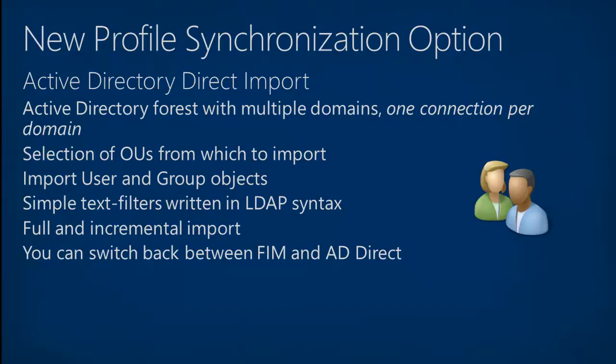The way it's set up is you set it up to a single Active Directory forest, but for every domain in the forest, you set up one connection per domain. You select which OUs you'd like to import from, and you do that using an LDAP filter that you will find strikingly familiar to the 2007 experience. And you import user and group objects. And with that, you can still do the full or incremental import. And if you so choose, you can actually switch back and forth between the FIM version and the AD import. So either way, it gives you a very, very fast option.